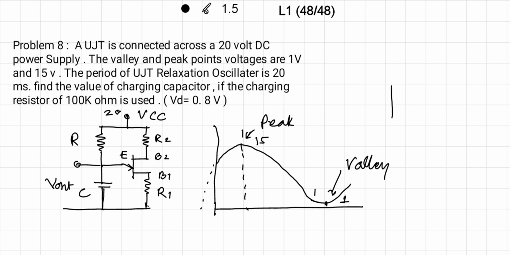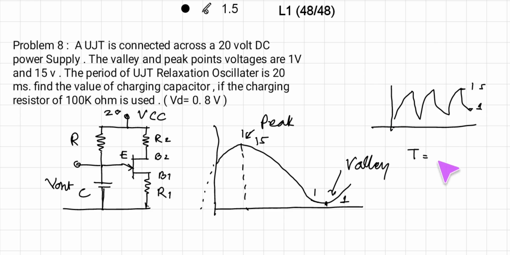So remember that we already know that UJT gives us a sawtooth waveform, like this. Here the top is the peak point, and here it is the valley point. The corresponding voltage is 15 here, and here it is 1 volt. So those things are given. And the period of the UJT relaxation oscillator, that means one cycle is completed in 20 millisecond.